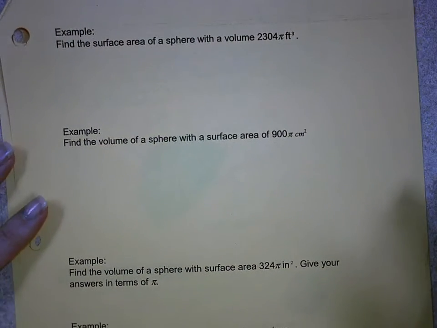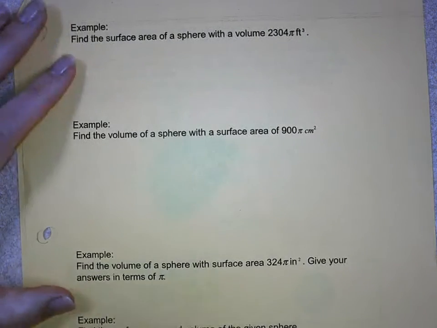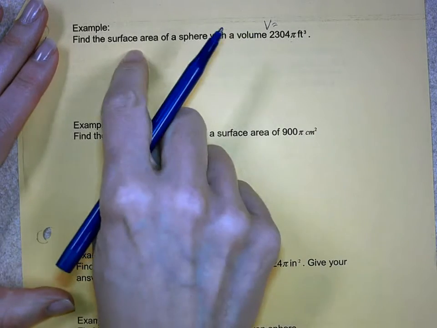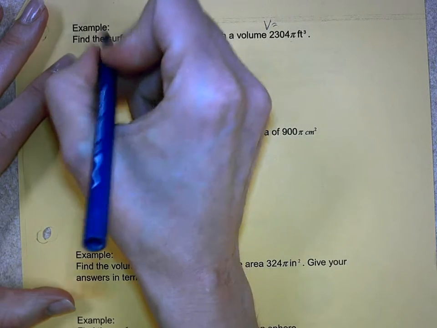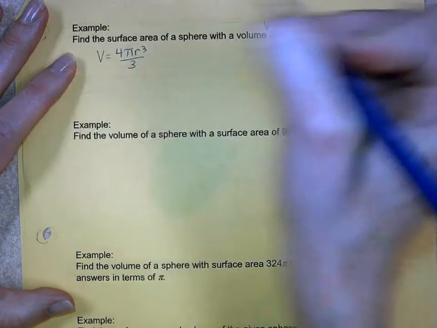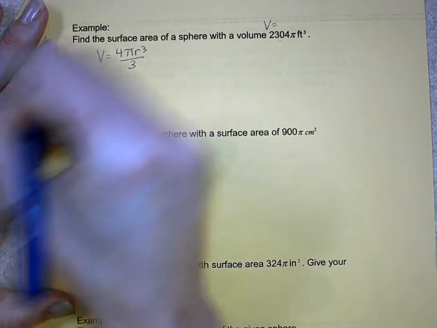All right, now we're going to look at work backwards problems where I either give you the volume or I give you the surface area. So on this first one, I have the volume given to us. Well, in order to find surface area, we're going to have to know the radius. So I use the fact that the volume is 4 pi r cubed over 3. I plug directly in my numbers now.